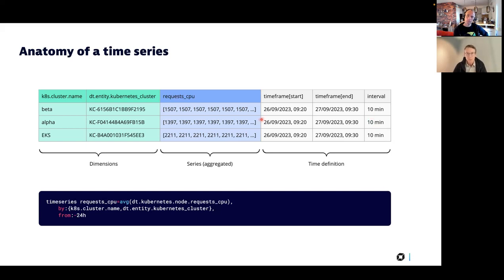Mm-hmm. Okay. Fabrice, just so that I also understand, I think this is an awesome explanation. If I look at the time frame start and end, I can see here that it's from the 26th until the 27th, with a 10-minute interval. That means if I do the math, the request CPU probably has 24 hours times 6 points per hour. This is the number of data points I have in that array.